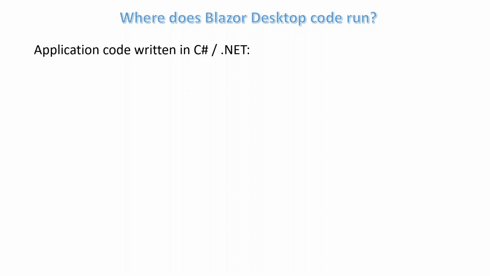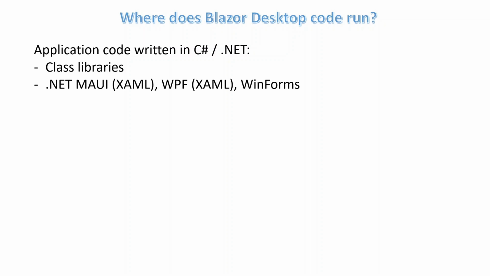Well, your application code that's written in C# and .NET might include things such as class libraries. Those might be class libraries that you've written, or they might come from NuGet packages or libraries written elsewhere in your organization. Then you have your native UI code, which might be written using .NET MAUI, either using C# or XAML. It might be written using WPF, using C# or XAML, or it might be written using WinForms using C# or the designer, which itself also produces C# code.